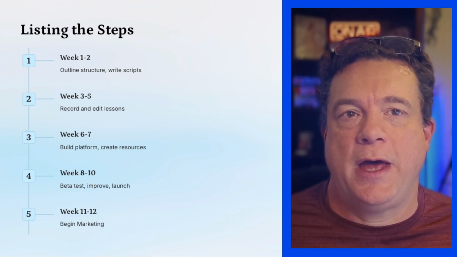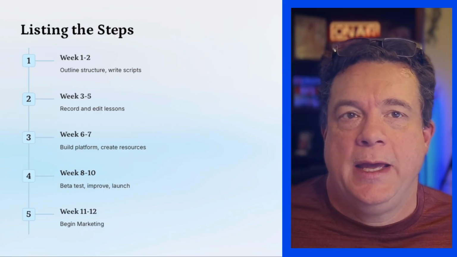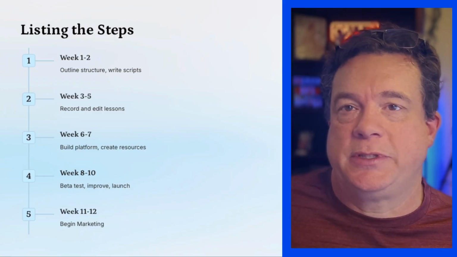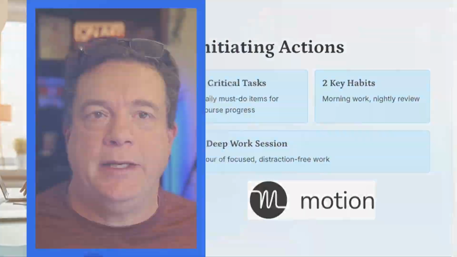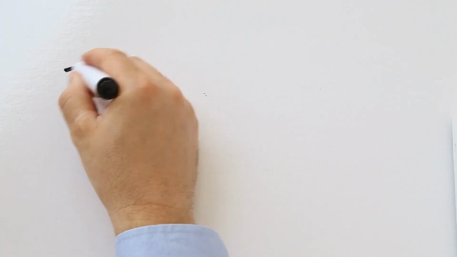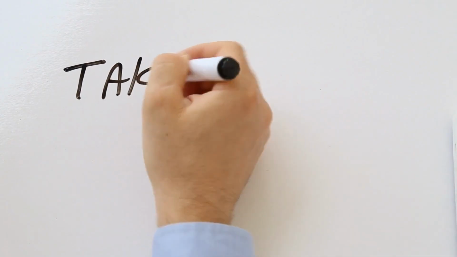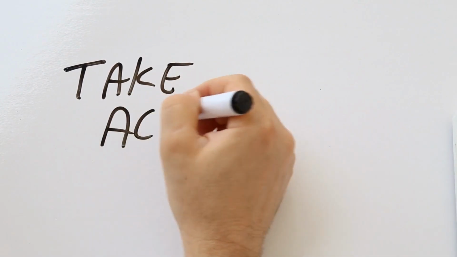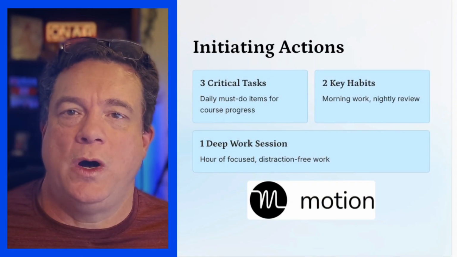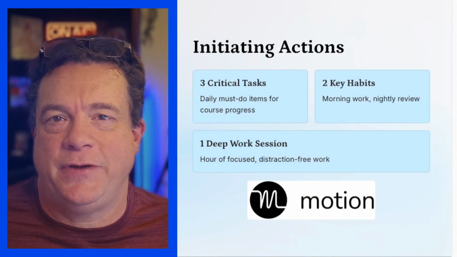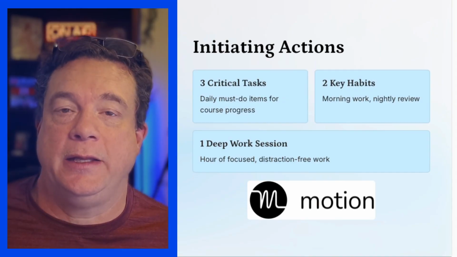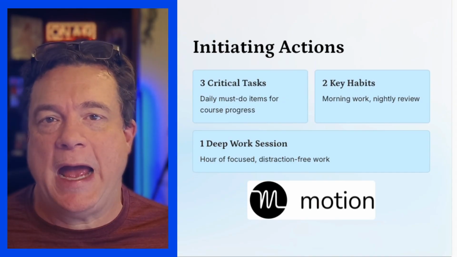So I set all that up as part of the L in Align. I listed the steps, the major milestones that I needed to complete. And then I was on to the I part of the Align framework, actually initiating action. And so what I did was I identified at least 3 critical tasks every week.